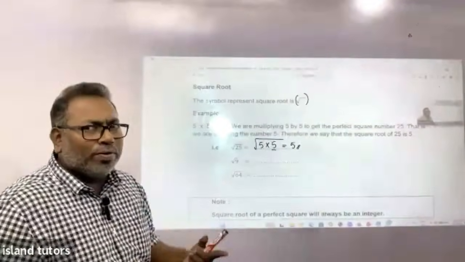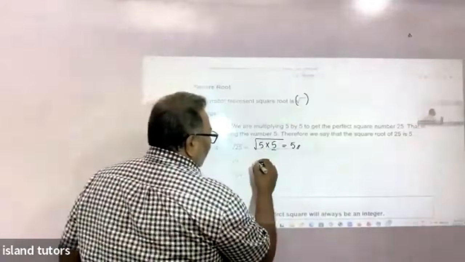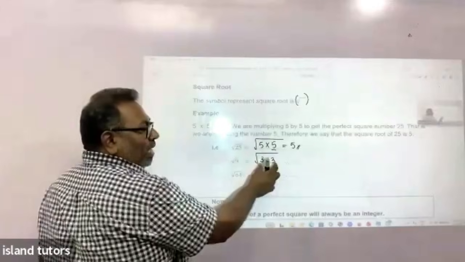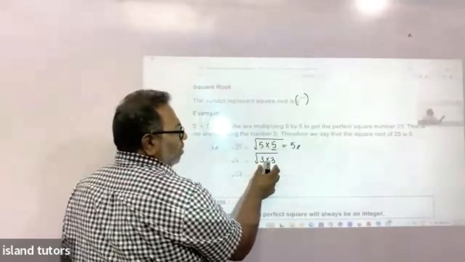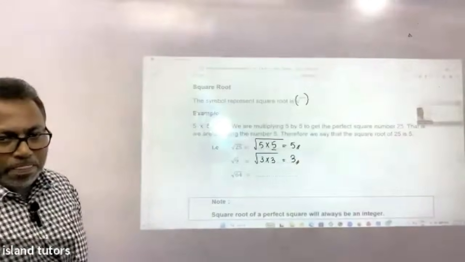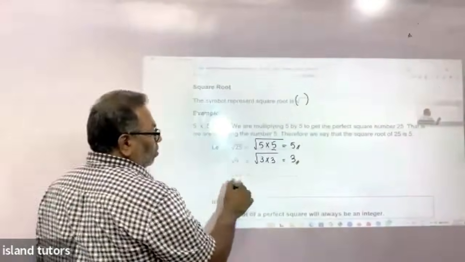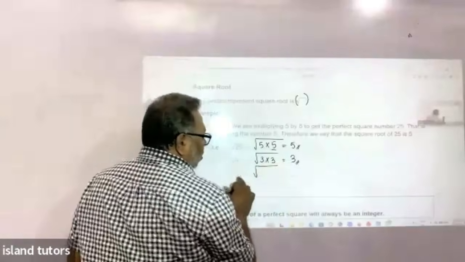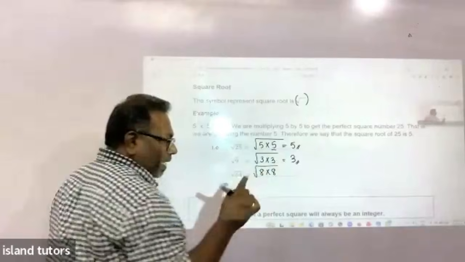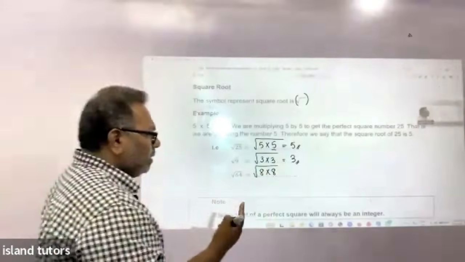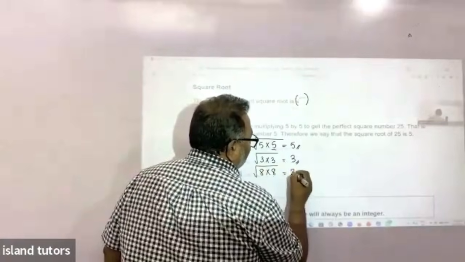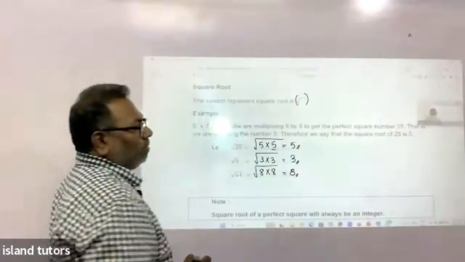9 is also a perfect square. Why? We know 9 is made up of 3 multiplied by 3. Therefore, the square root of 9 is 3. 64, we know, is made up of 8 multiplied by 8. 8 multiplied by itself is 64. So, the square root of 64 is 8.